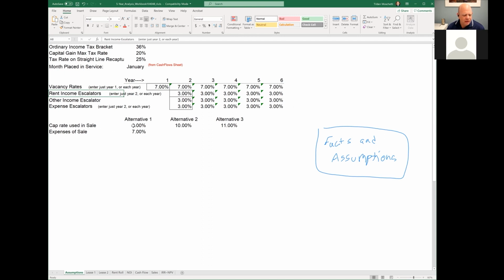Cap rate used in the sale. I think those are a little bit too broad, so let's bring them down a little bit. Let's say our alternative is 6.5 and 7. And our expense of sale, let's keep it at 6%. That means 3% per side. Actually, let's do 6.25. That will cover our escrow and title fees as well.